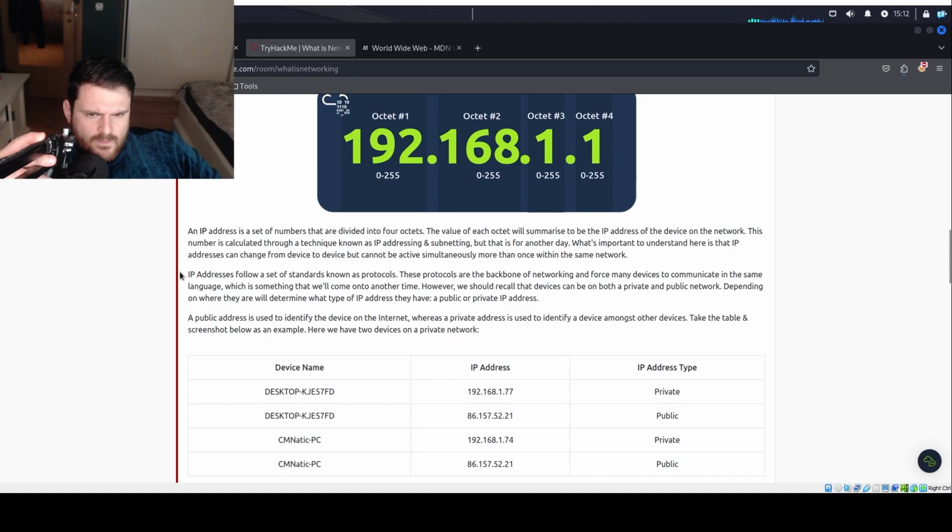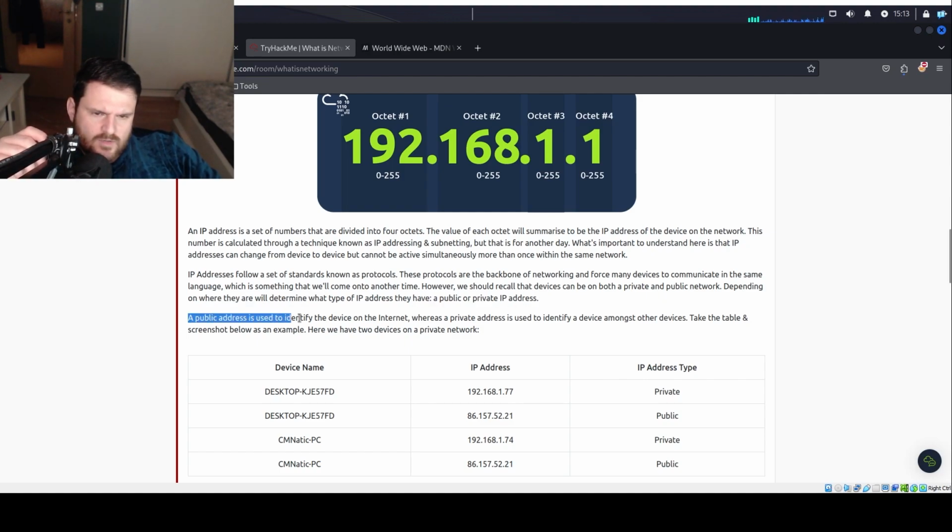IP addresses follow a set of standards known as protocols. These protocols are the backbone of networking and force many devices to communicate in the same language, which is something that we'll cover another time. However, we should recall that devices can be on both a private and a public network. Depending on where they are will determine what type of IP address they have, public or private.